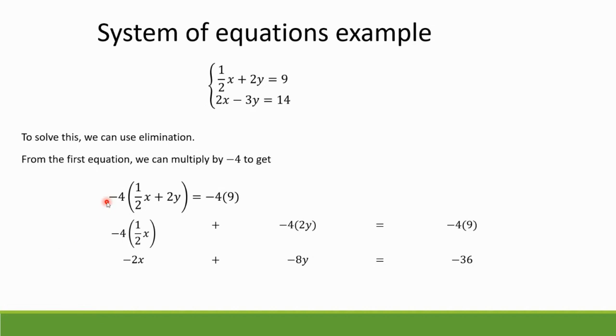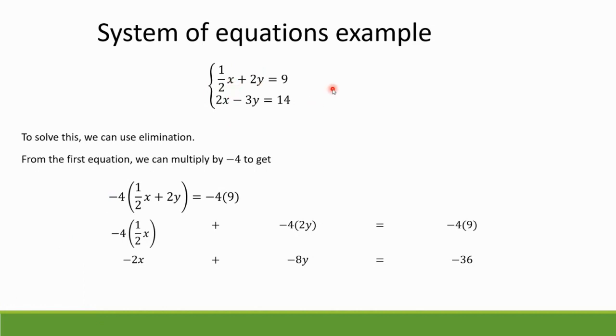Okay, so let's solve this system. What I'm going to do is use elimination for x. Notice that we have a half here, and we have 2x over here. What I can do is multiply the first equation by -4, and if I do that, the 1 over 2 becomes -2. And then, of course, you can add it to the second equation.